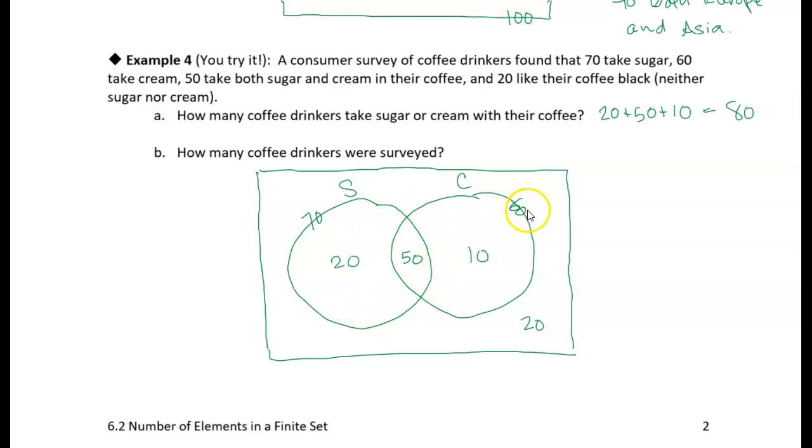All right. And then the next question just asks how many people were surveyed. Okay, so we know there's 80 inside the circle and 20 outside the circle because those are the people who like their coffee black. So that means there have to be 100 coffee drinkers who were surveyed. All right, because that's just the 80 that are inside the circle plus the 20 that take neither sugar or cream. So 100 people in the survey.